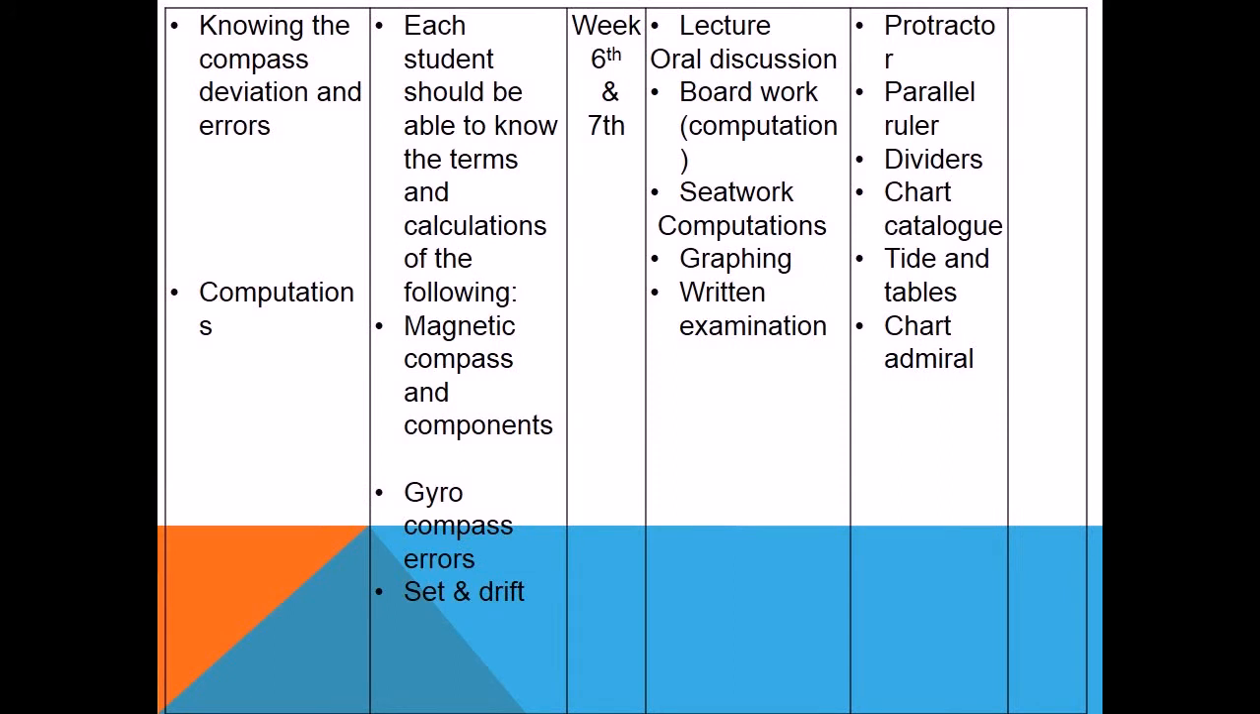Knowing the compass, deviation and errors. Computations. Each student should be able to know the terms and calculations of the following: magnetic compass and components. Gyro compass, errors, set and drift.